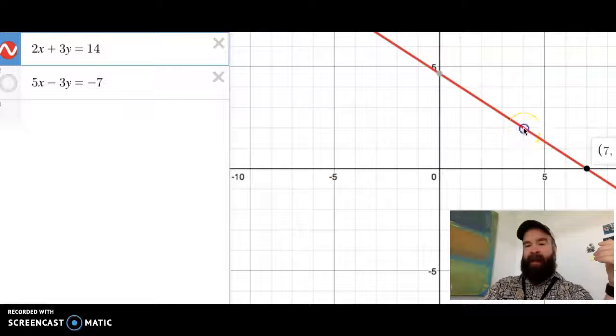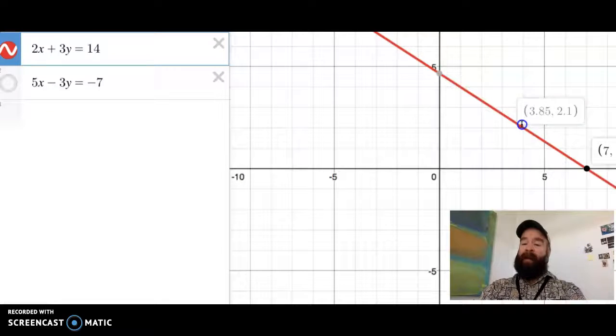Likewise, if I click, say, this point, (4, 2). 2 times 4 is 8. 3 times 2 is 6. 8 plus 6 is 14. Every point on this graph would satisfy that equation.